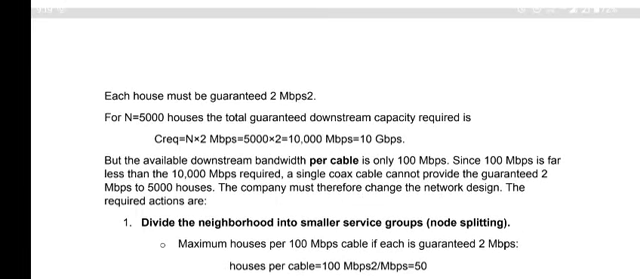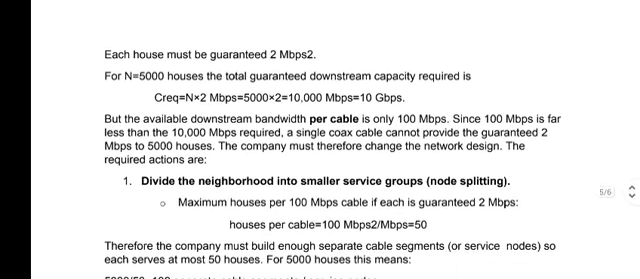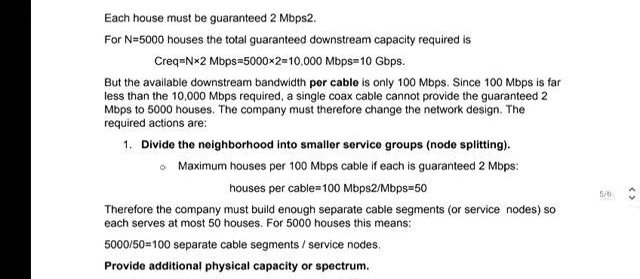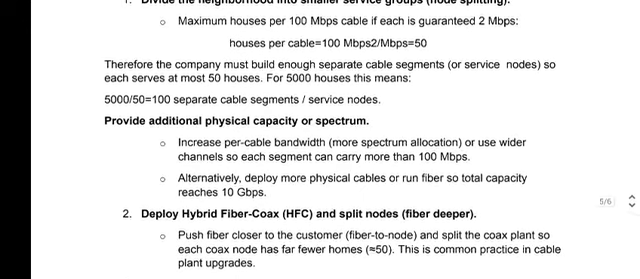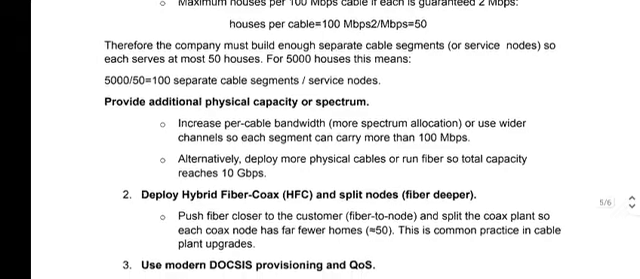Each house must be guaranteed 2 Mbps. For n equal to 5,000 houses, the total guaranteed downstream capacity required is C required equals n times 2 Mbps, that is 10 Gbps. But the available downstream bandwidth per cable is only 100 Mbps. So, in the first step, we need to divide the neighborhood into smaller service groups. With node splitting, houses per cable is 50, and we provide additional physical capacity or spectrum.